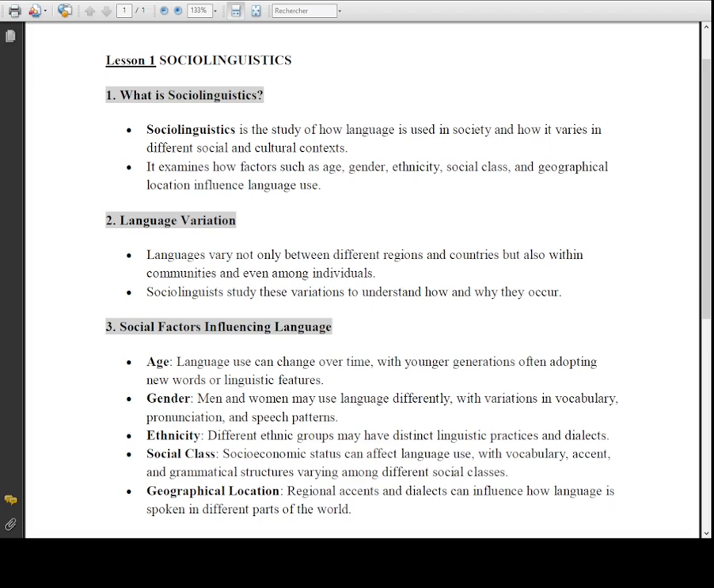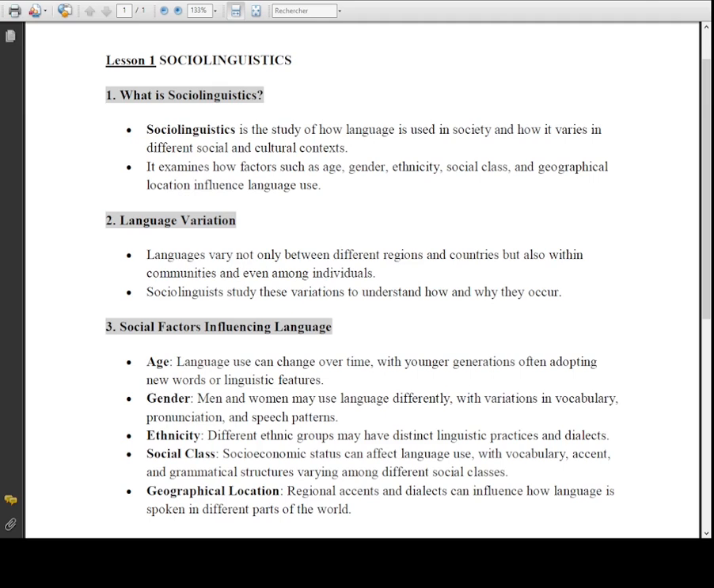On the third one, we've got ethnicity. Different ethnic groups may have distinct linguistic practices and dialects. This is for ethnicity. For the fourth one, we've got social classes.